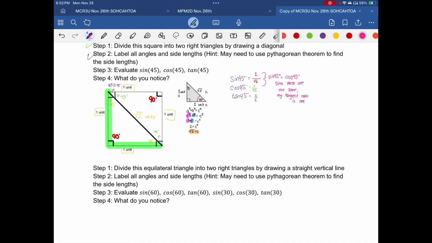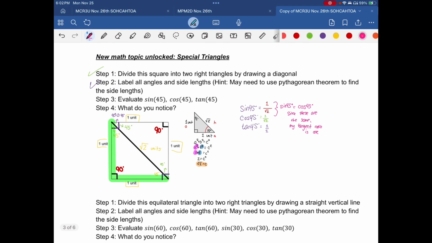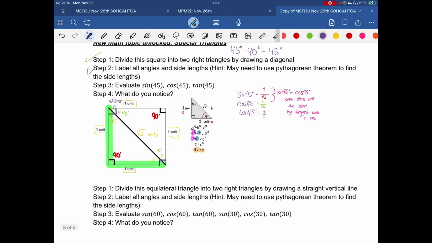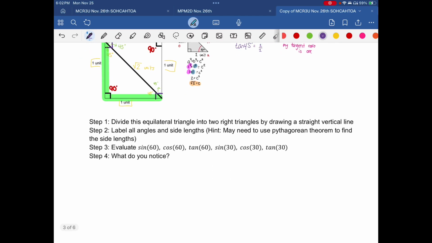Okay, so we just unlocked the special triangle for the 45, 90, 45-degree triangle. We'll do an application involving special triangles once I talk about my last special triangle. So, the next special triangle, again, we will go through an investigation, and the investigation is as follows.